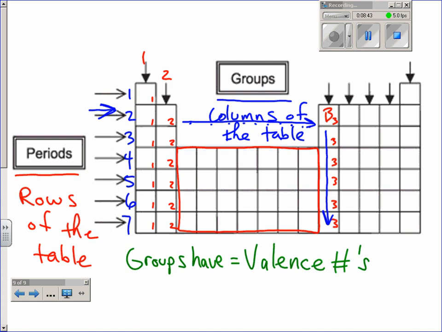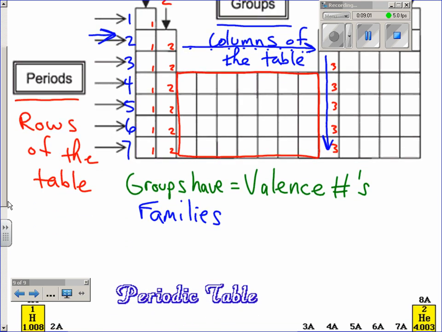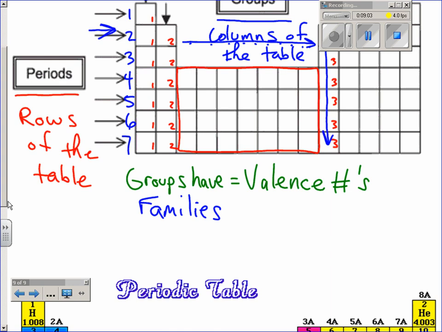One other thing about groups is that they are also sometimes called families. And families have a couple of things that are interesting. One of which, they have the same valence number, which we just discovered. And they have similar characteristics.